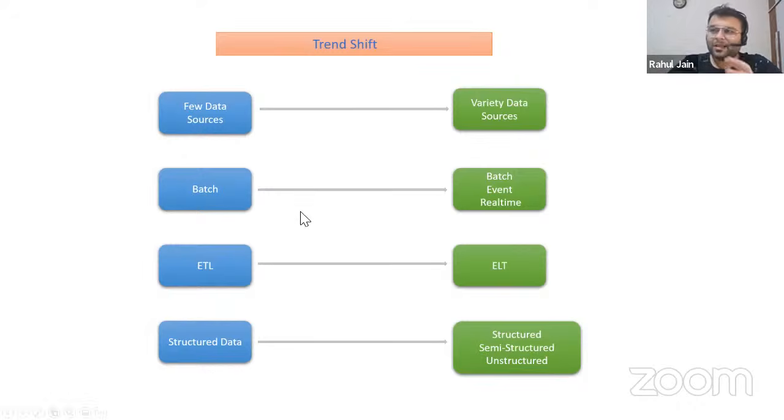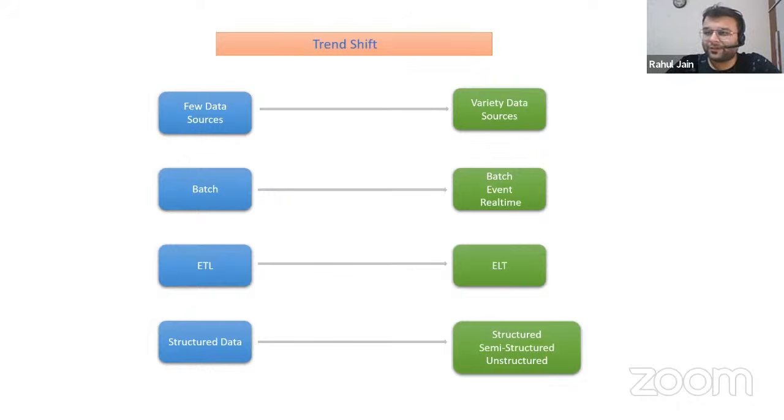So if I summarize how this trend is shifting from traditional days to the modern world: from fewer data sources to more and a variety of data sources. From batch processing, we are shifting towards batch plus event based plus real-time data processing. From ETL to ELT, this trend is shifting. And from structured data, now there is a need to process structured, semi-structured, and unstructured data.